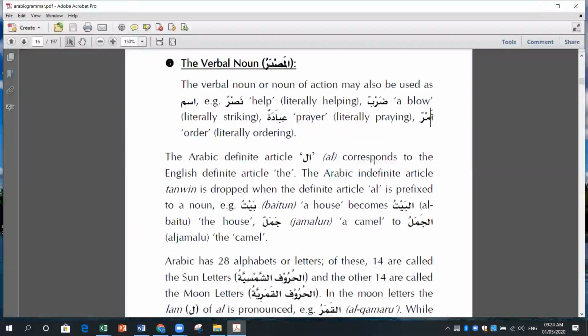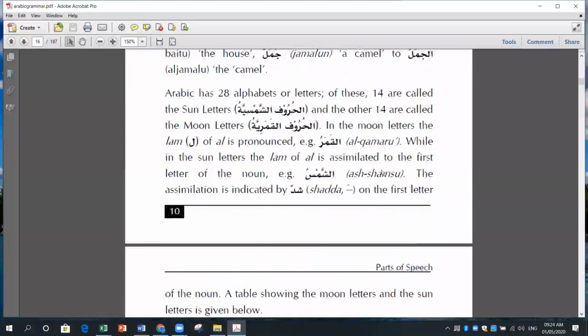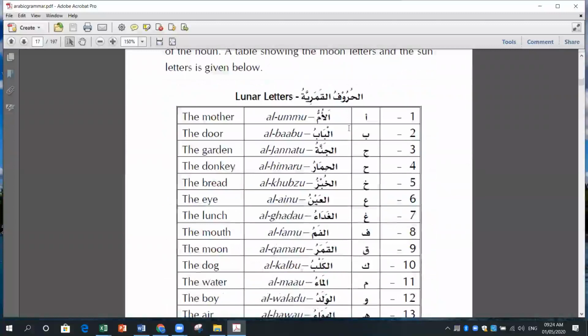Okay, so the names like darbun, ibadatun, nasrun, amrun are followed by tanween, and definitely they are nouns, but they are verbal nouns. They are the names of the verbs. Clear? Okay. Are you aware of huruf qamariya and huruf shamsiya?